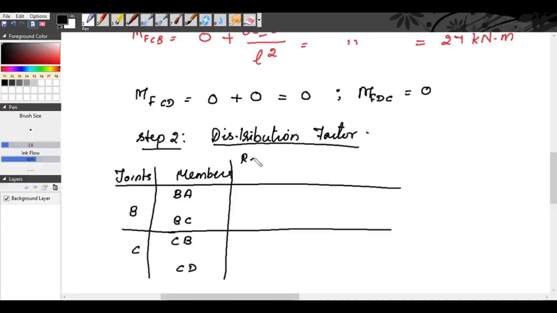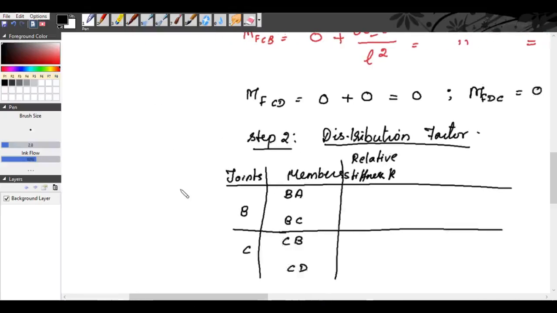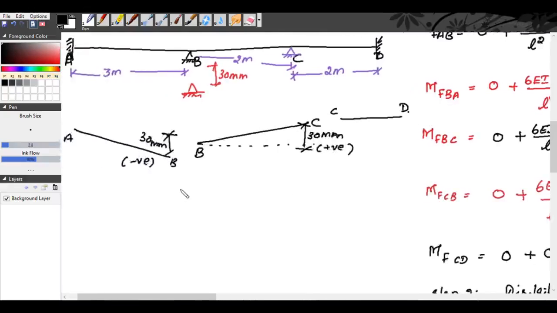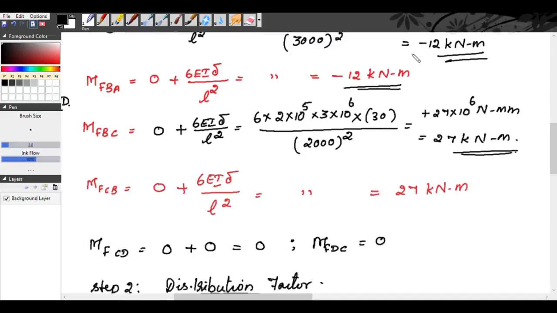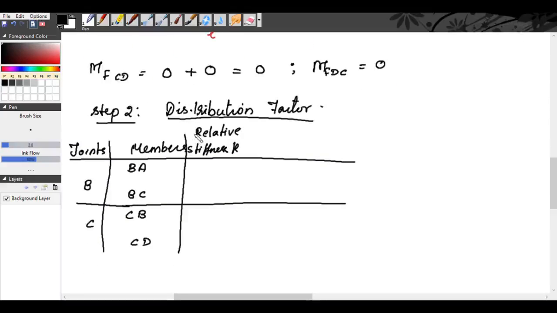Now we will find the relative stiffness, small k. When you consider BA, everywhere here it is fixed supports, right? At A it is fixed support, B and C are intermediate supports, so we will consider them as fixed support. D is also fixed support. So for BA the relative stiffness is I by L, I by 3 meters. You can convert it into mm also, but finally everywhere I gets cancelled, so I am keeping it as I.